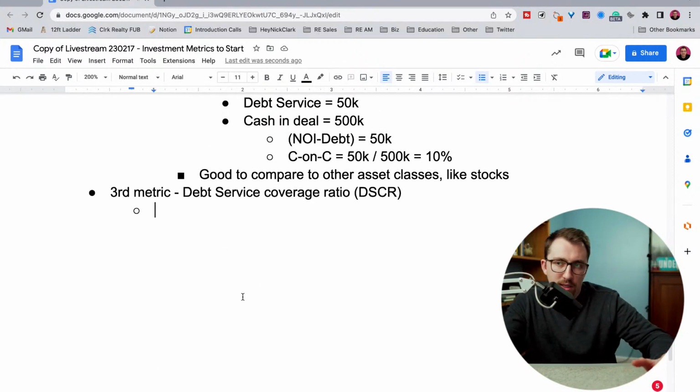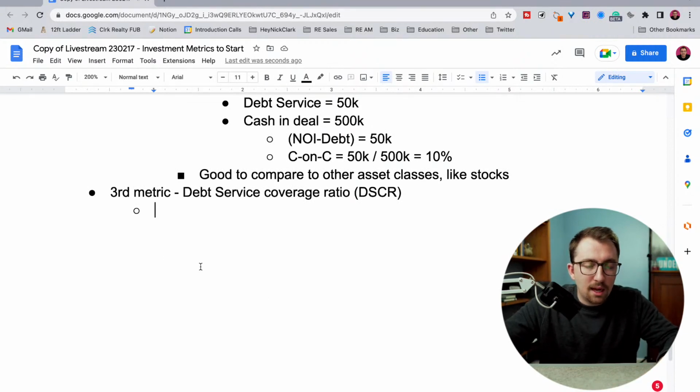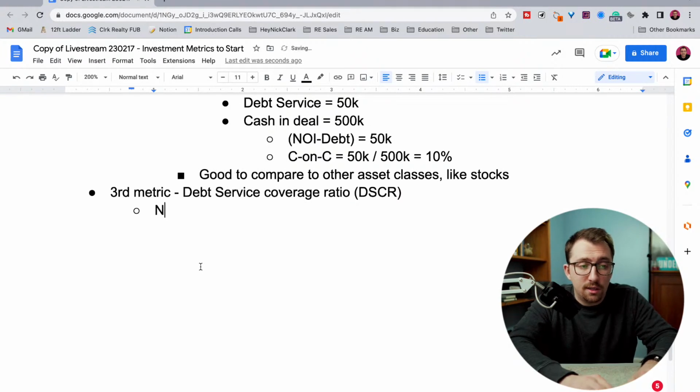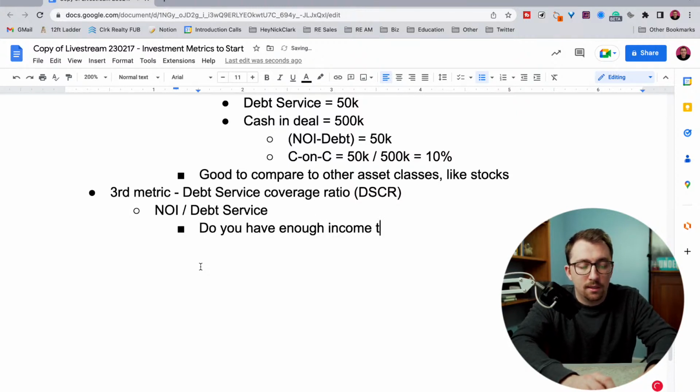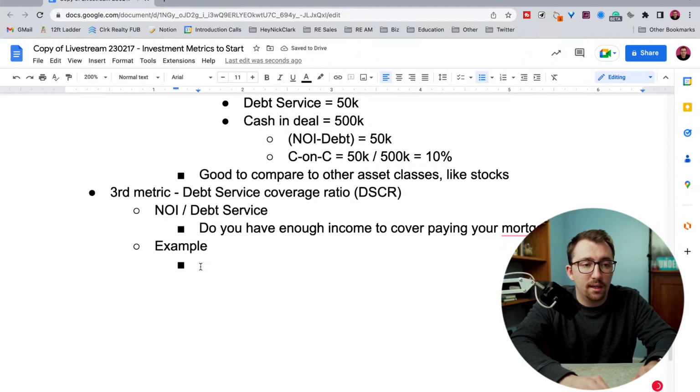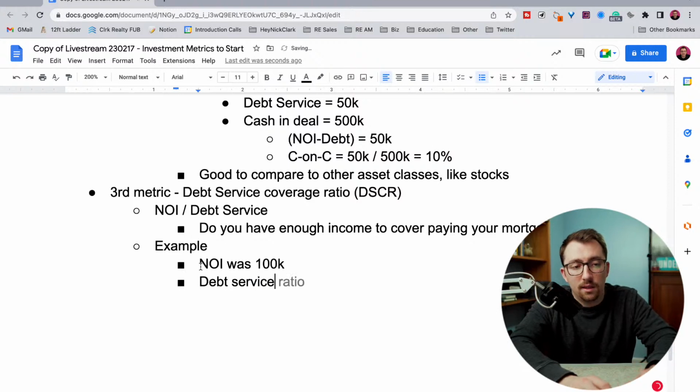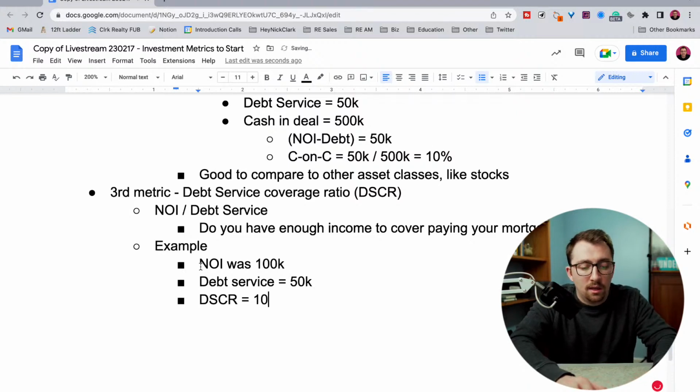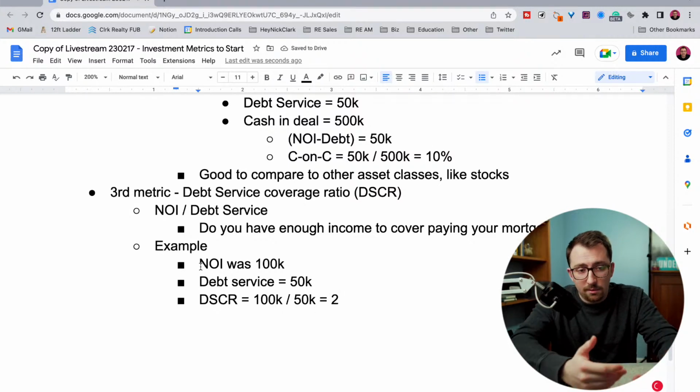So if you're buying it cash, you don't really care about your debt service coverage ratio because you don't have it. However, most of us do. It's your net income divided by your debt service. Do you have enough income to cover paying your mortgage? That's basically what this ratio is determining. So in that example from above, the net income was 100K, and the debt service every year was 50K. So we can calculate our debt service ratio equals 100K divided by 50K, which equals 2. So that's how you determine your debt service ratio.